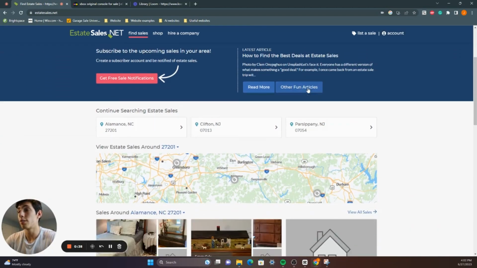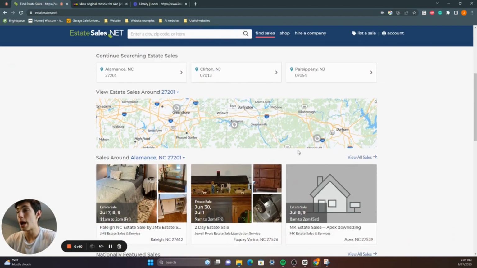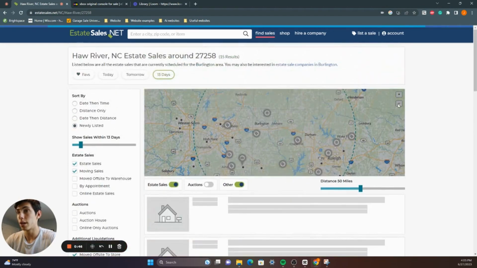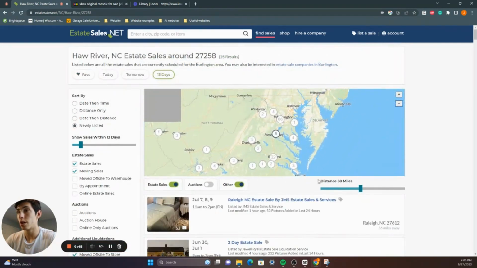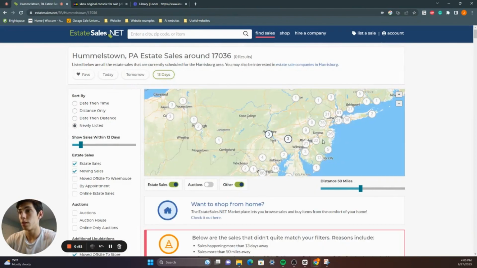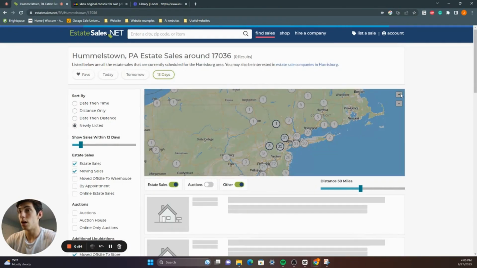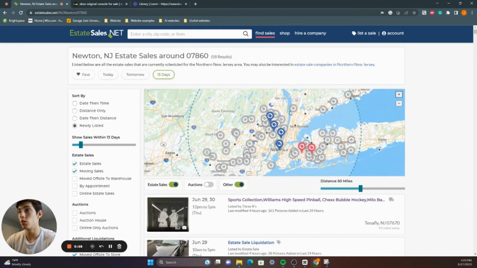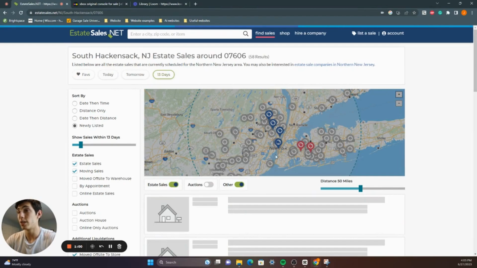So the first thing you want to do is go down to the map. The map is where you're going to find all your sales. Right now, for some reason, it set me in Virginia, but we're going to get out of Virginia and go up closer to where I am. Thank you for being so slow. We're going to go up to northern New Jersey. So now you can see there is a huge cluster of sales right here.